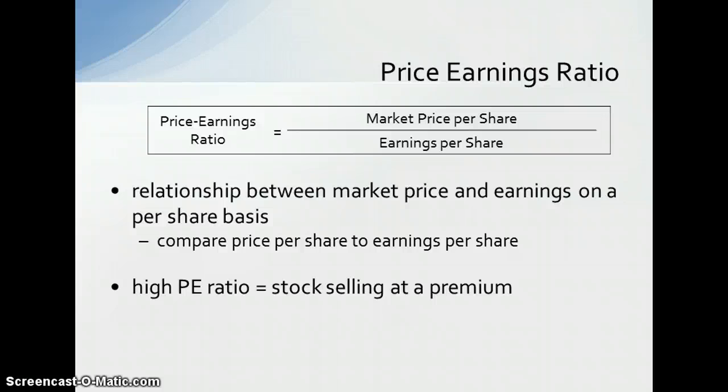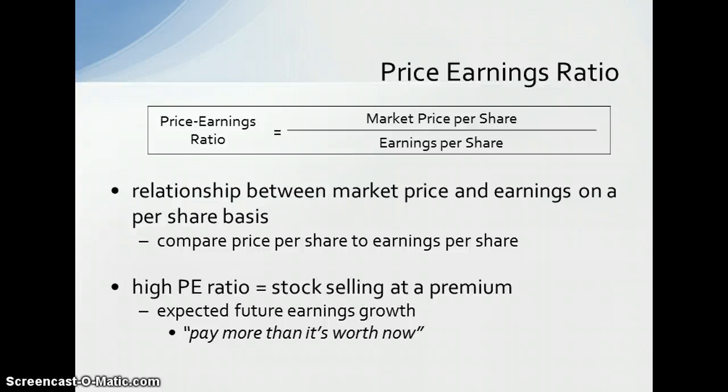If there is a high PE ratio, we can say the stock is selling at a premium compared to its earnings. This will happen because investors expect future earnings growth. So we're willing to pay a little bit more on a per share basis now, hoping, thinking, planning that the earnings will continue to grow. We're going to pay more than it's worth now because we are hoping, predicting that it's going to be worth more later.